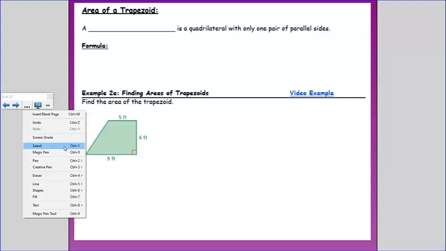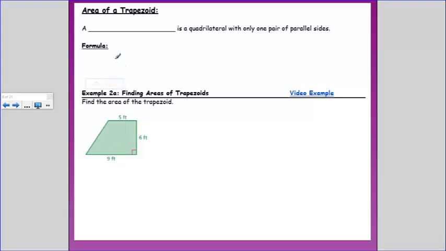The second shape is a trapezoid. Is a quadrilateral with only one pair of parallel sides. The typical one you see looks like this, where the top and the bottom are parallel. Reminder, the arrows mean parallel from our earlier sections. But it could be turned a different way. They don't have to be the same on the left and the right, by the way.